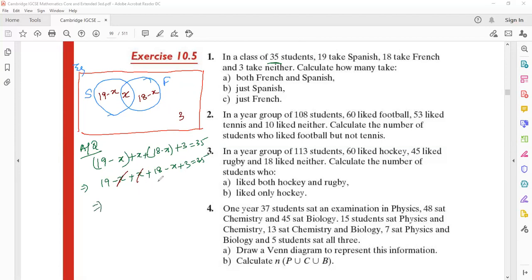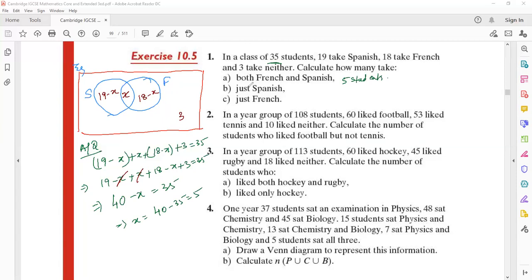Our next step is to add the values: 19 plus 18 plus 3. How much is coming? 19 plus 18 is 37, plus 3, it is 40. So 40 minus X equals 35. Ultimately, X equals 40 minus 35, so it is 5. That is, both subjects are taken by 5 students.